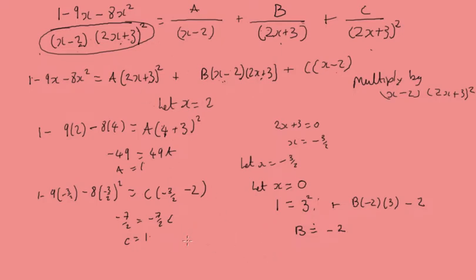So our partial fractions for this are: a was 1, b was minus 2, so that should be a minus, not a plus, and c was 1.